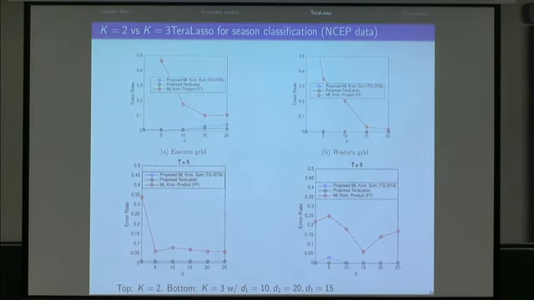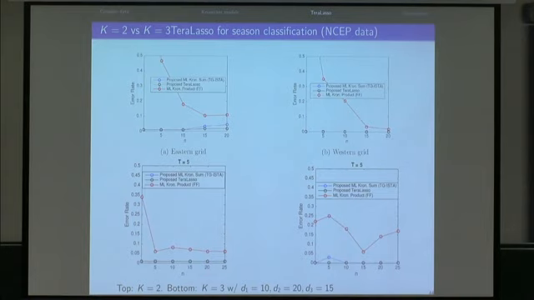This is the last result I'm going to show, which is a comparison of using just a spatial-only Teralasso with 2 factors versus a spatial plus temporal Teralasso. You train a classifier on the month of January versus the month of June, and then you look at the ability of the classifier to classify an out-of-sample instance as summer or winter.